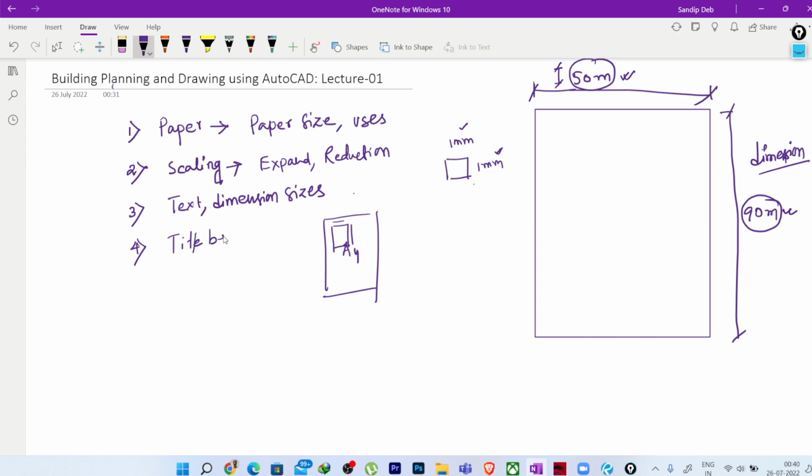Okay, title box. The name itself is self-explanatory. It will have the title of the drawing, that means the name of the drawing, the sheet number, how many sheets are available for this particular drawing, and different other information. So these are the few basic things we need to understand before getting into the drawing, right? And one more thing is very important. This is the line thickness.